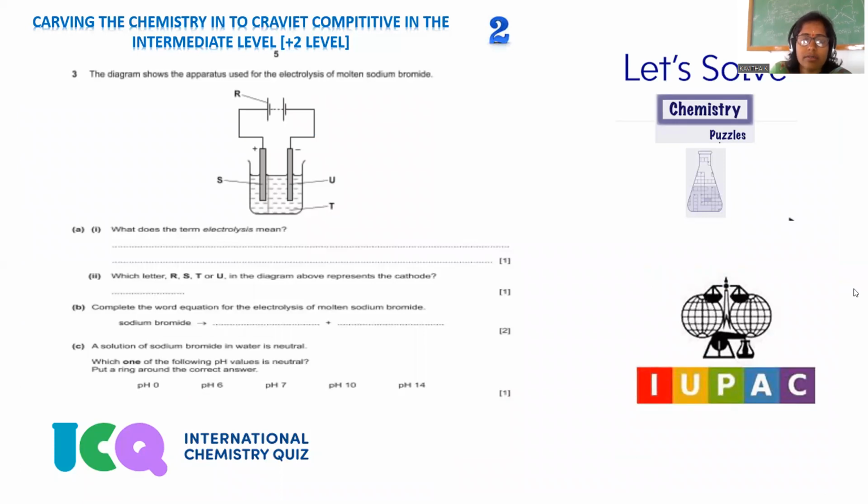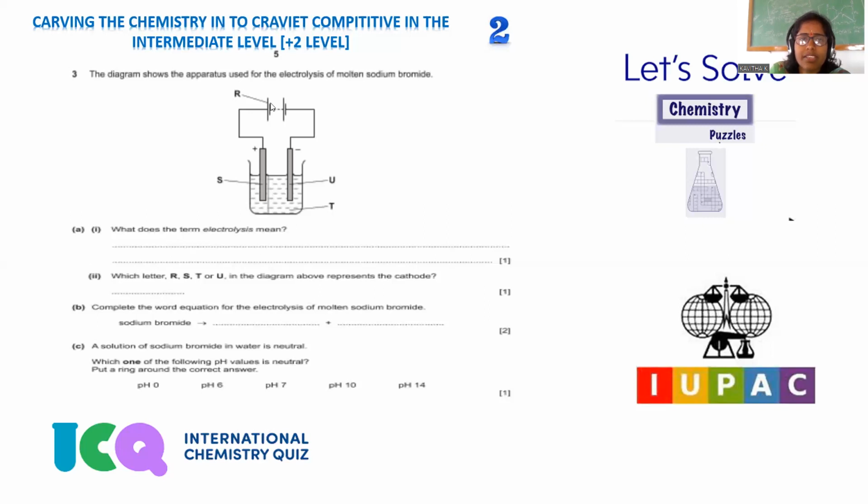This is very well explained. What is electrolysis, right? Dissociation of any substance in the presence of electrical current is called electrolysis. Then R, S, T, U, whatever symbols are provided, we need to label them, right? In the diagram, which letter represents the cathode? R, S, T, or U. These many options are there. Where the cathode is located, that should be labeled.